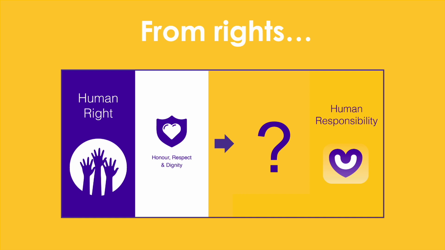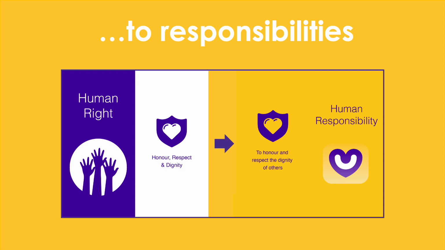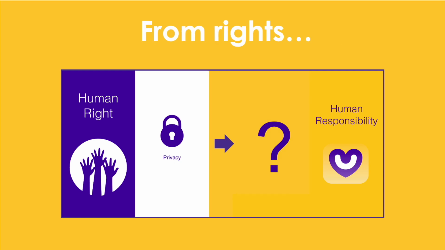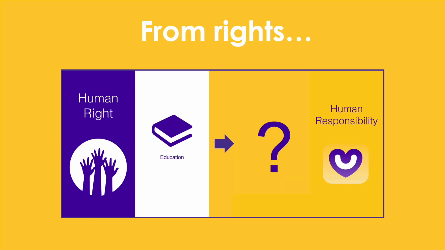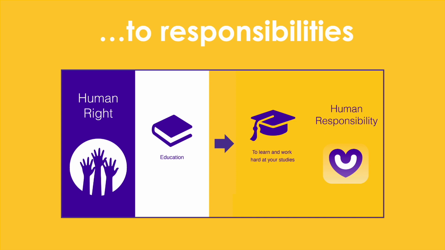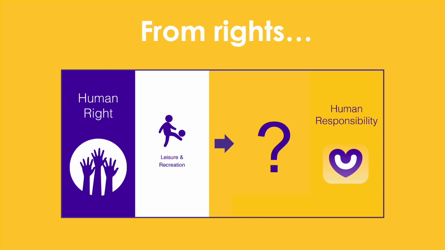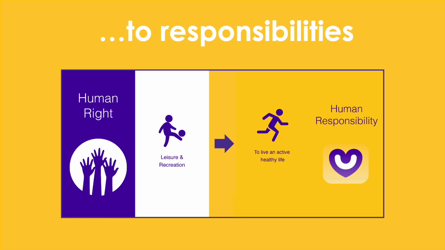If you have a human right to honor, respect, and dignity, your human responsibility is to honor and respect the dignity of others. If you have a human right to privacy, your human responsibility is to respect the privacy of others. If you have a human right to education, your human responsibility is to learn and work hard at your studies. If you have a human right to leisure and recreation, your human responsibility is to live an active and healthy life.